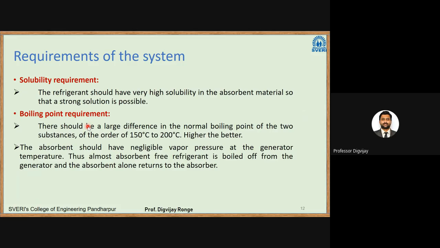Then boiling point: there should be a very large difference between the boiling points of absorber and absorbate. You see here, of the order of 150 degrees Celsius to 200 degrees Celsius. Higher the better. So the boiling point temperature difference should be higher.